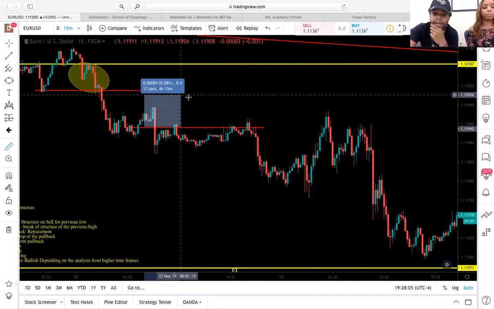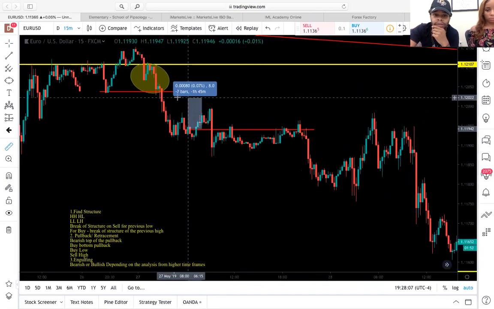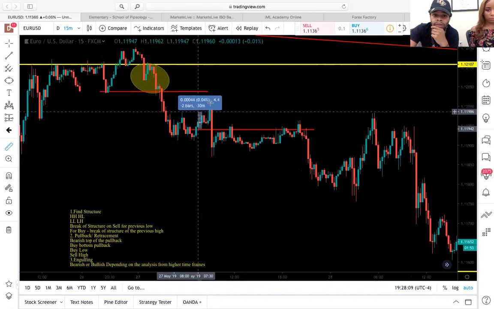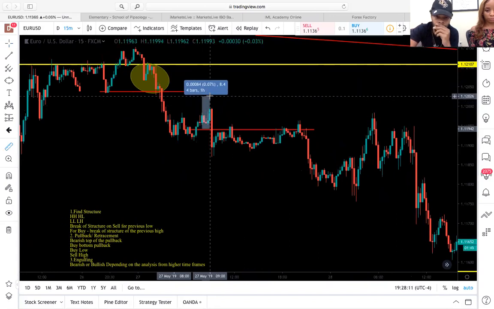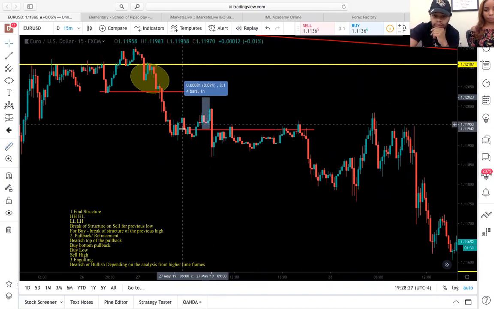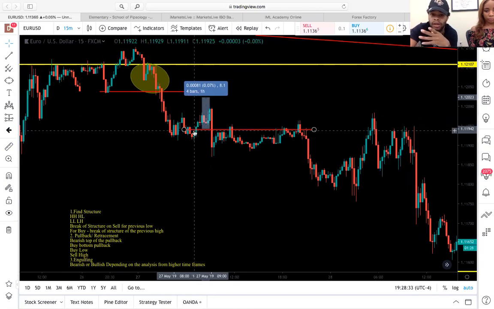So this is how you catch your sniper entries. You look for a break of structure, number one. Pullback, number two. If you're looking for a bearish movement, then at the top of the pullback, you need to find an engulfing candle. At the top of the pullback, it's a bearish candle. That's your entry. After that candle closes, that's your entry. You enter. You don't care what it does.